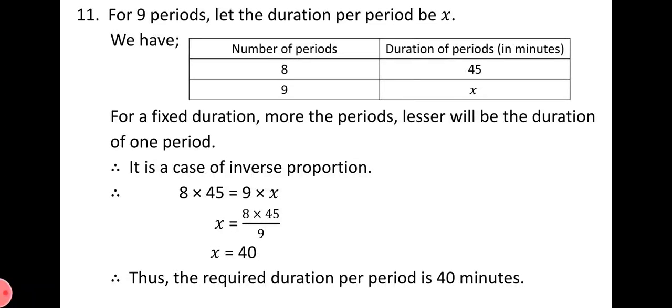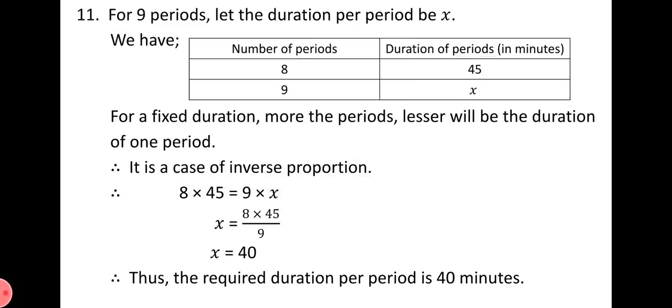A very short recapitulation: what is direct proportion? If the ratio of the corresponding values of the two quantities is constant, meaning if one quantity is increasing, the other quantity will also increase, and if one quantity is decreasing, the other will also decrease. In such a case it is a direct proportion: both quantities either increase or decrease, and the ratio of corresponding values of both quantities is constant.